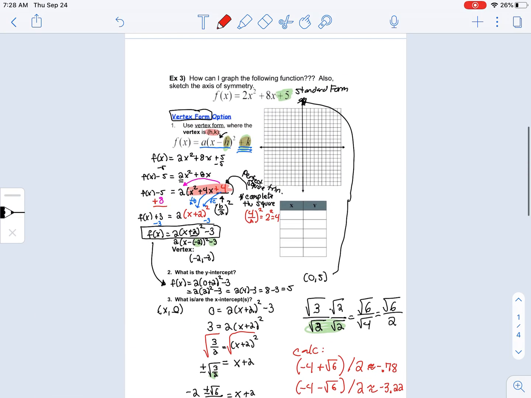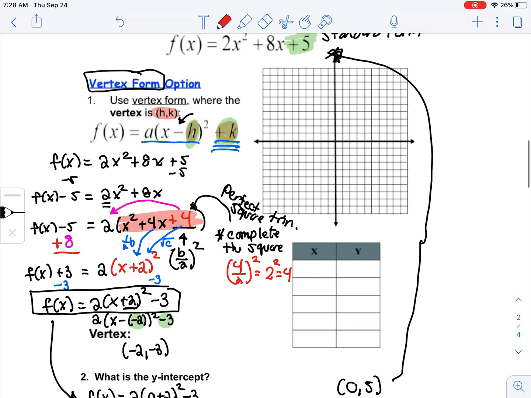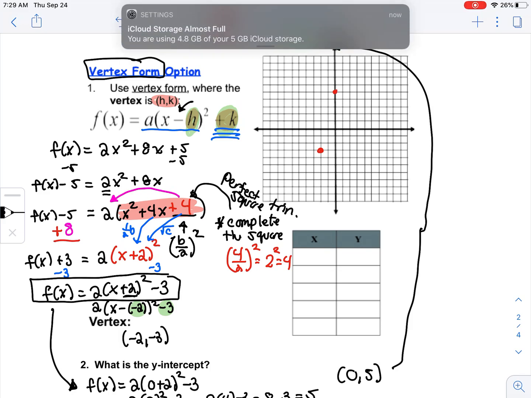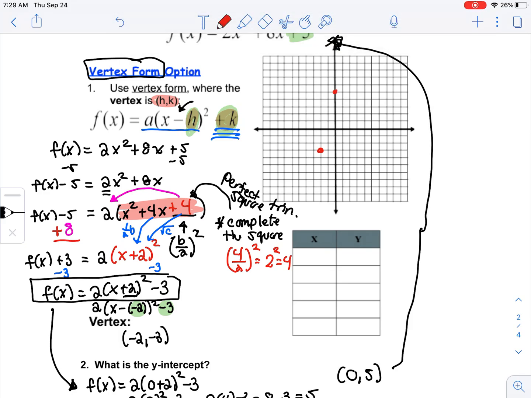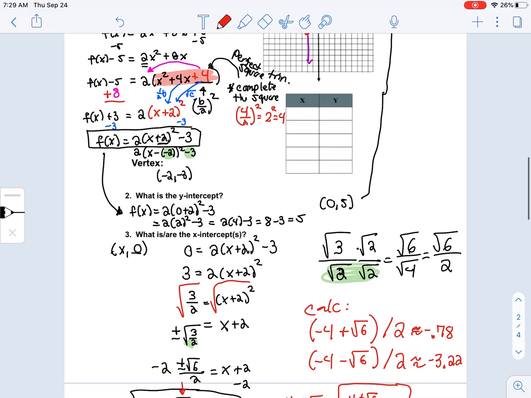So if we were to graph what we have, keep in mind we will be doing a little bit of estimating. We can graph our vertex, negative 2, negative 3, and we can graph our y-intercept of positive 5. And keep in mind that our axis of symmetry is the vertical line going through the vertex. So here's our axis of symmetry. If we use that axis of symmetry, we can plot another point that is symmetric to that y-intercept. So now we've got at least 3 good points.